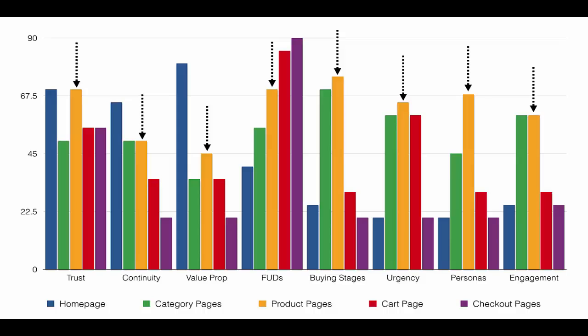And by the way, whenever we talk about a conversion, we're talking about a full conversion, somebody placing an order with the website. You notice that buying stages have a high impact, and that personas also have a high impact, engagement a little less, incentives play a role. So this is how the different elements of the conversion framework play into the conversion from a product page into a cart page.